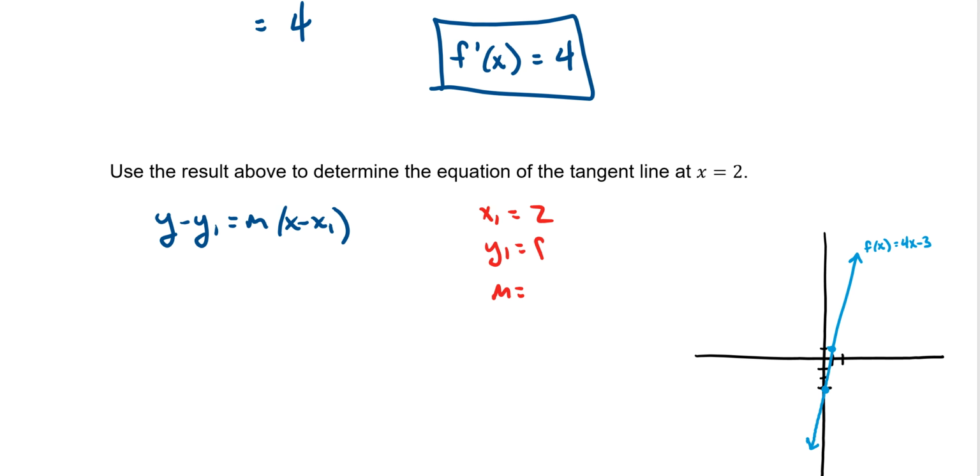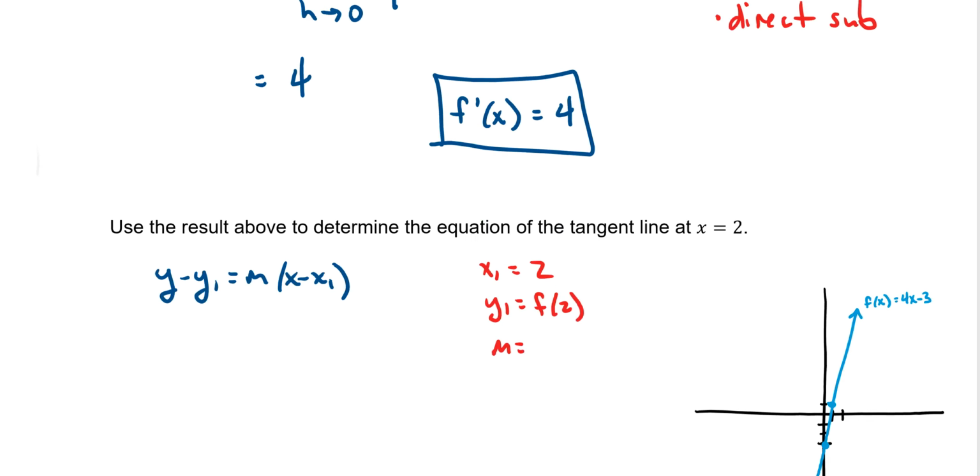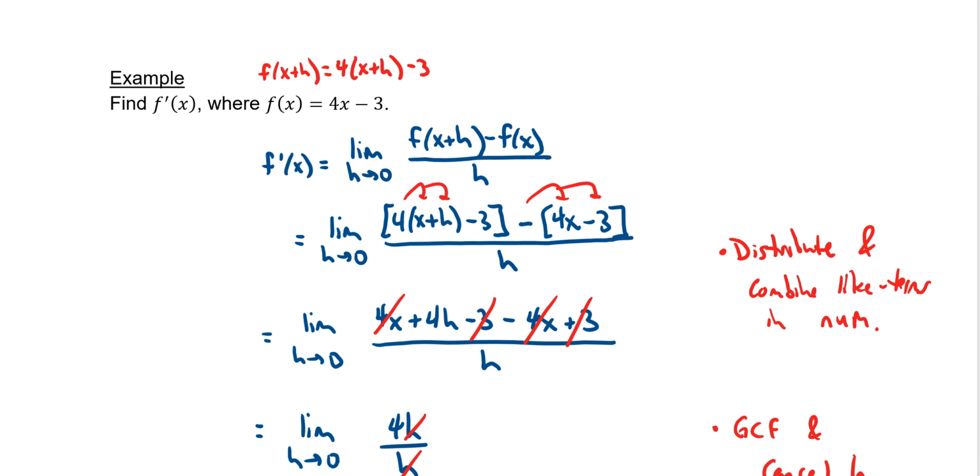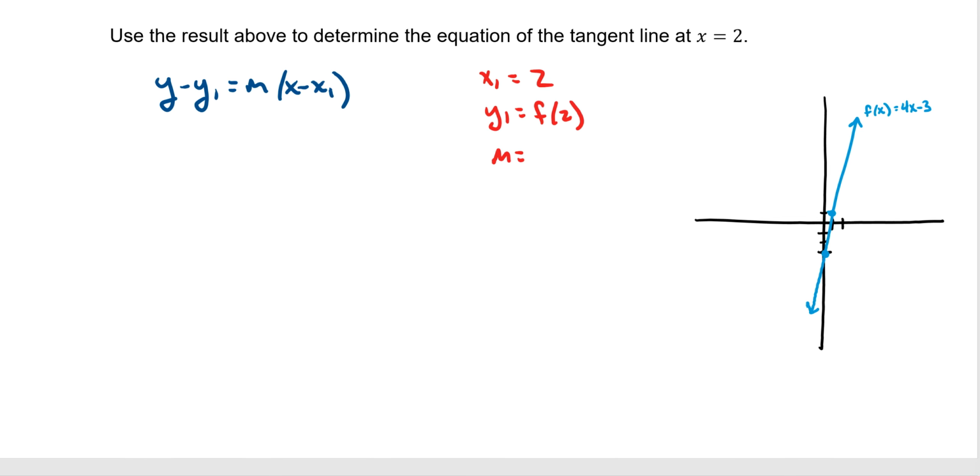Our x1 is 2, and y1 is the function evaluated at 2. The function is 4x minus 3, so that's 4 times 2 minus 3, which is 8 minus 3, which is 5. So sometimes the y-coordinate will be given to you up here. Sometimes it won't. This time it wasn't.